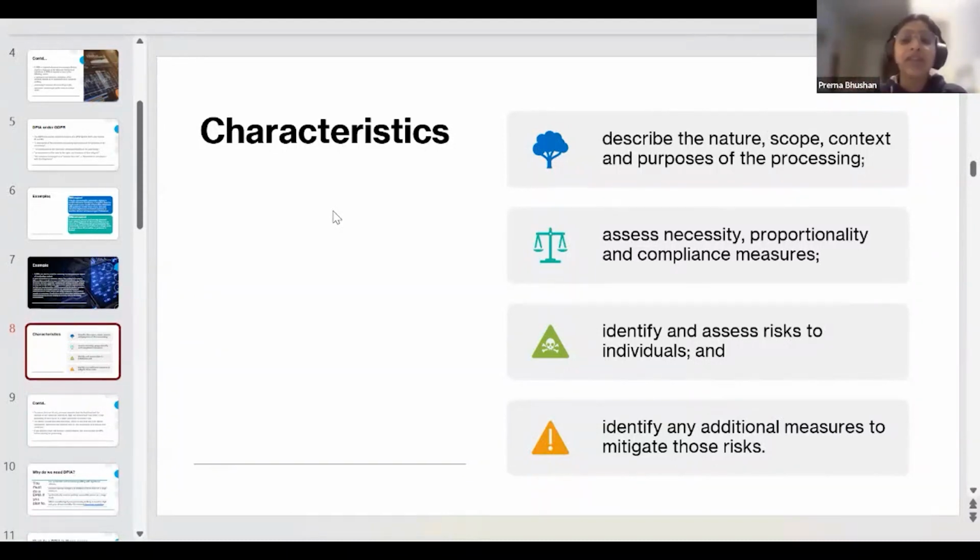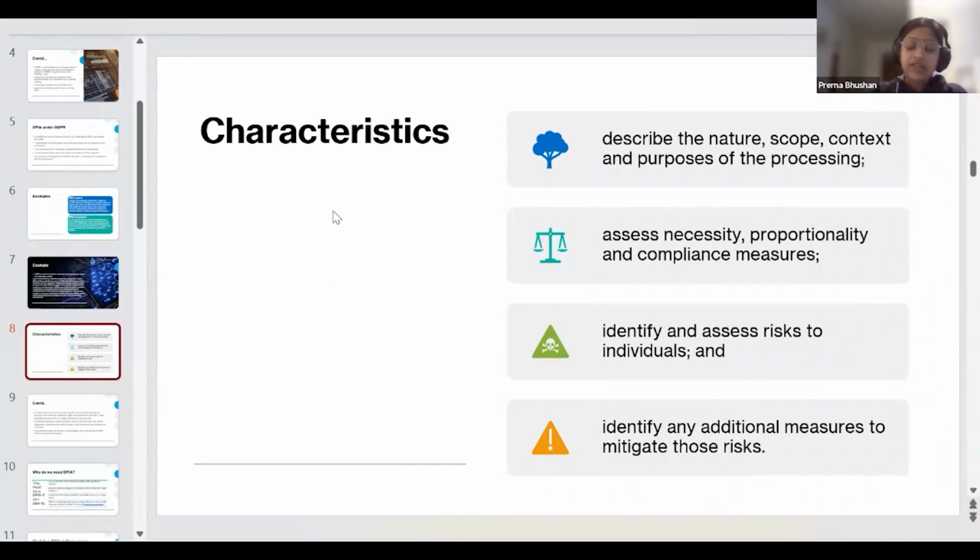Then you describe the nature of the data it's processing, the scope of data processing, for what purposes you are processing, and also the context: why are you processing the data, what do you want to really achieve with this data. After you're done with the first part, you come to assess the necessity and proportionality principle.